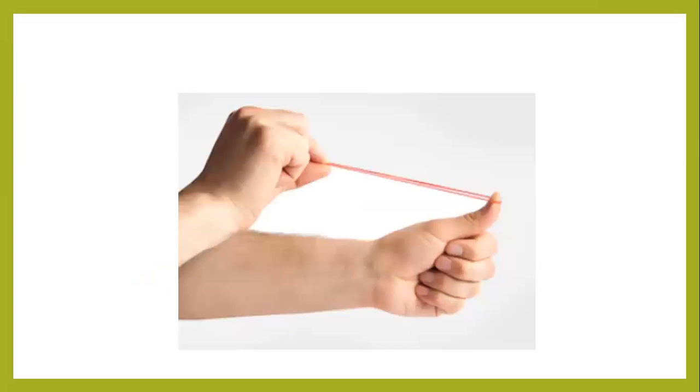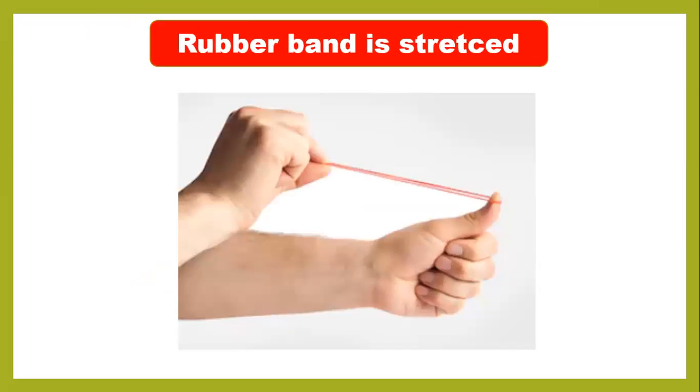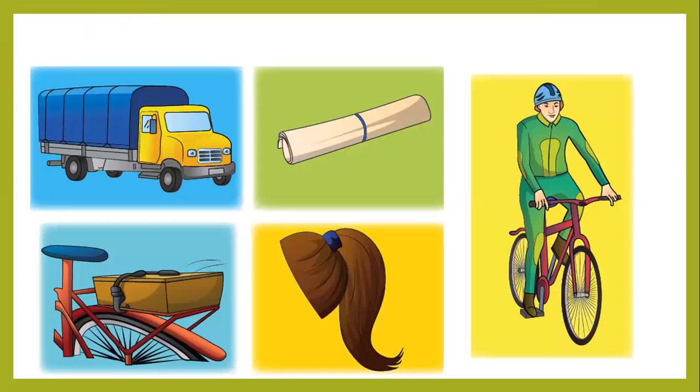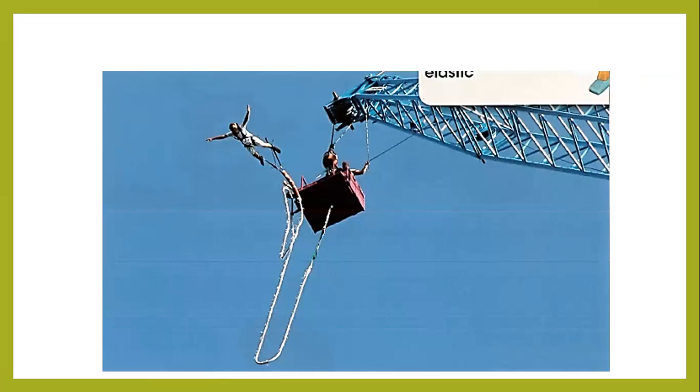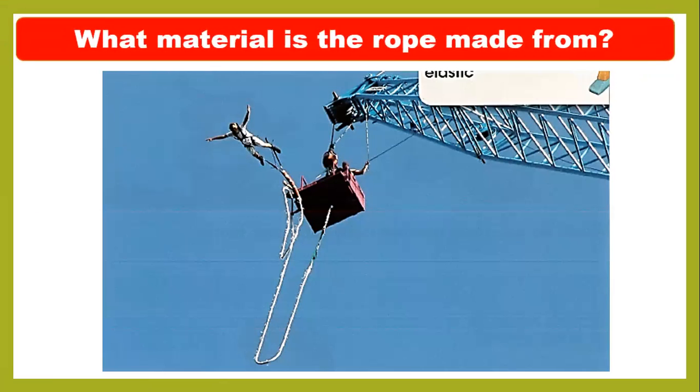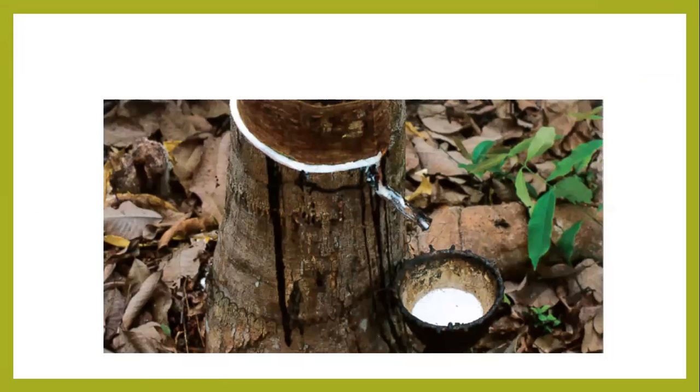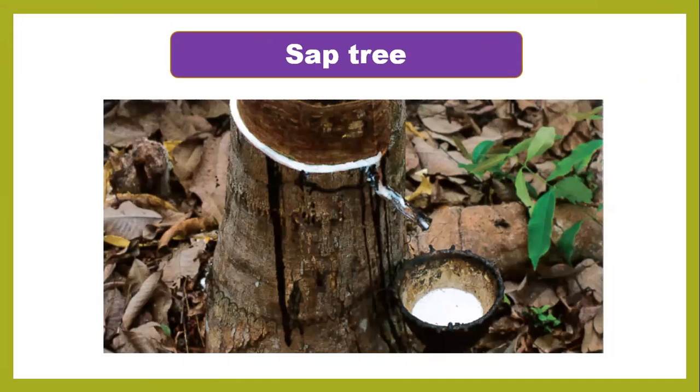Now look at this example. This is a rubber band that is stretched, and we discussed that you have to find out which materials can be stretched: the wheels of this truck, this band, the wheels of this cycle, this hairband and this rope. These materials can be stretched. We discussed that this rope is made from rubber, and we learned how we get elastic materials from the sap tree. Rubber is a natural material, and you can get rubber from the sap tree.